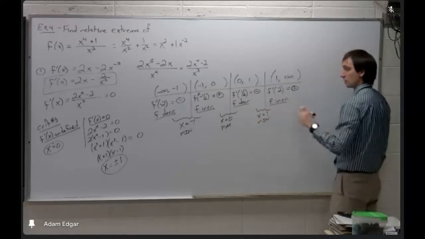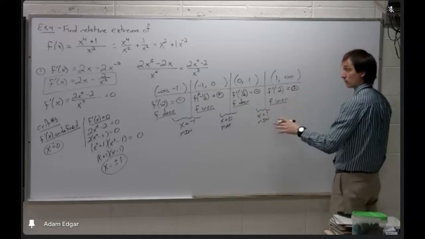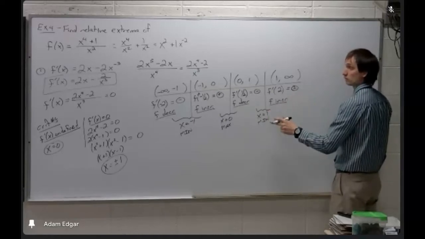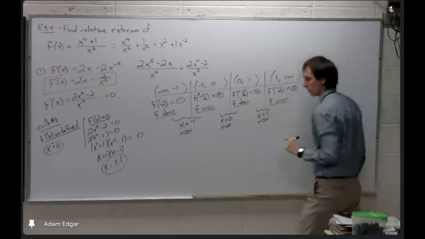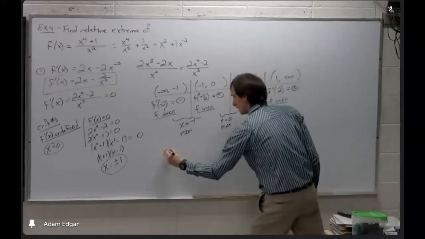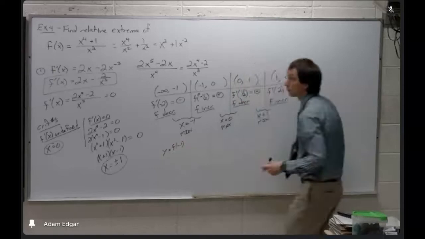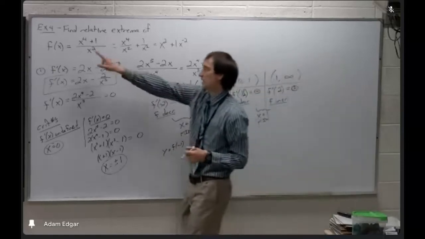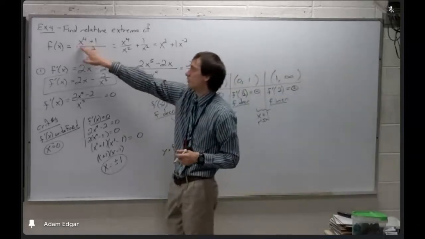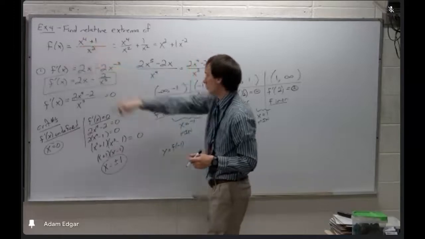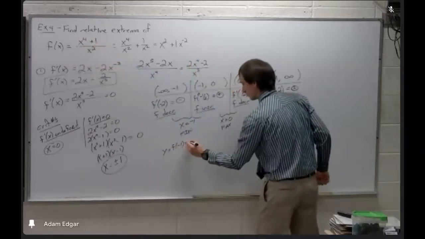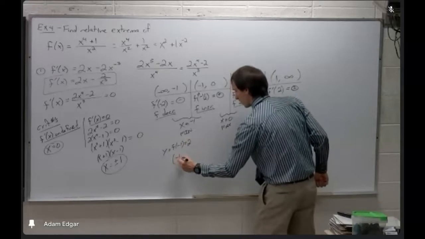To find out the actual point, take these and do what? Plug into that actual function. So y equals f of -1. Back to the beginning. What's -1 to the 4th? 1, plus 1 is 2, over 1 is 2. So we have the point -1 comma 2.